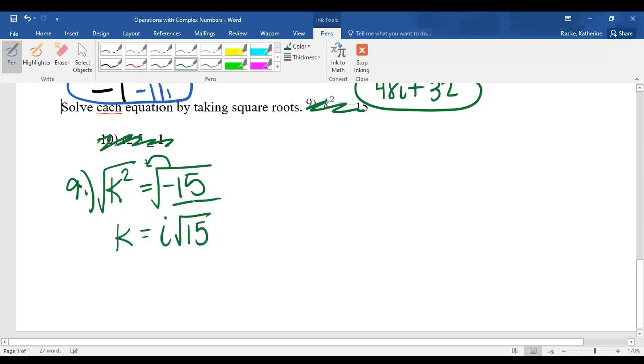So your answer would just be plus or minus. Don't forget your plus or minus. k equals plus or minus i square root of 15.